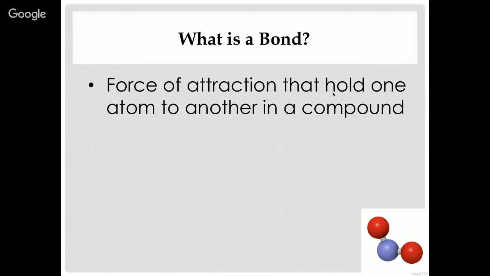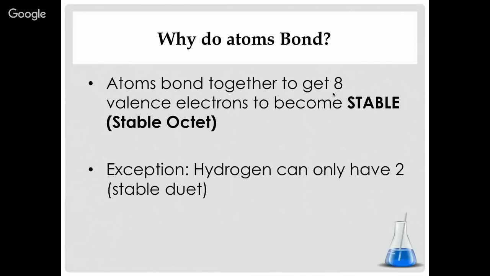Okay, so what is a bond? A bond is a force of attraction that holds one atom to another in a compound. Why do atoms actually bond in the first place? Remember that atoms want to bond together to get that stable octet. They want 8 valence electrons, with the exception of hydrogen, because that can only have 2. We call that a stable duet.